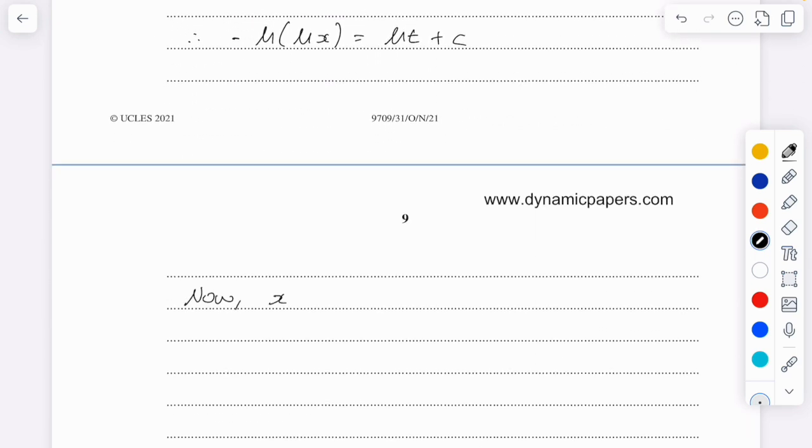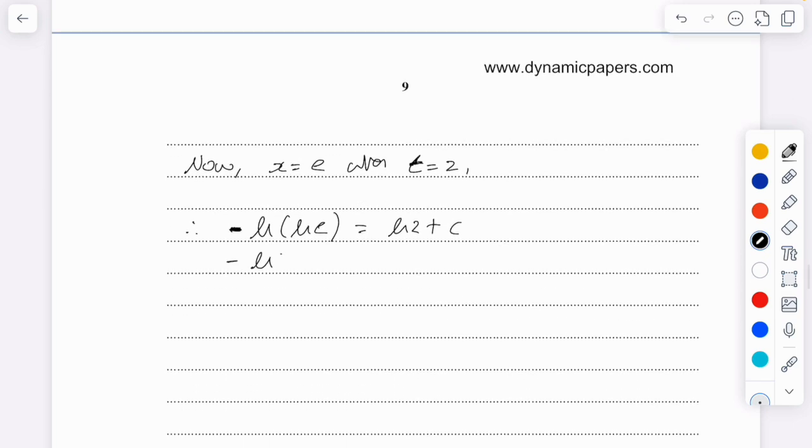So now x equals e when t is equal to 2. Therefore, negative ln of ln e is going to equal ln 2 plus c. And what's ln e? Ln e is 1. So you go negative ln 1 is equal to ln 2 plus c, which means that c is going to give us negative ln 2.